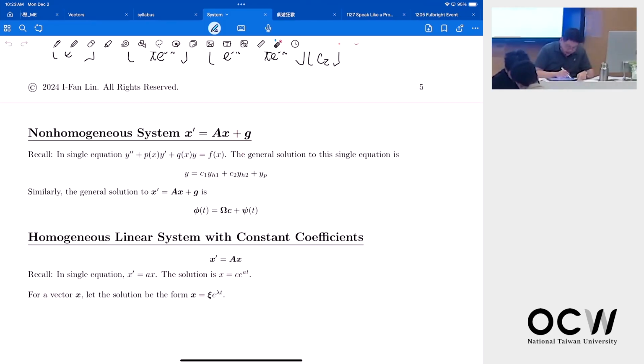We can compare that to the single equation. For the single equation, the general solution will be the homogeneous solution plus the particular solution, right? Then here we can apply the same idea to the non-homogeneous system equation. If I have a non-homogeneous system, then I also have a general solution: the homogeneous solution plus the particular solution. So here is our particular solution.